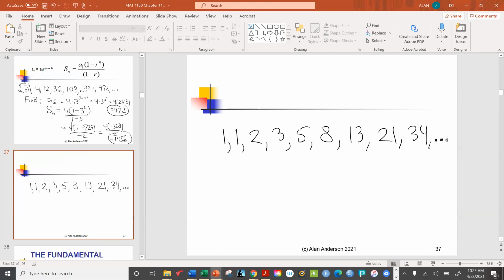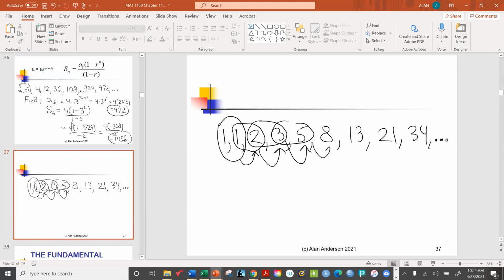I'll give you a hint. These first two numbers add up to 2. These numbers add up to 3. These two numbers add up to 5. And so it goes on and on and on. In other words, each term is the sum of the previous 2 terms.